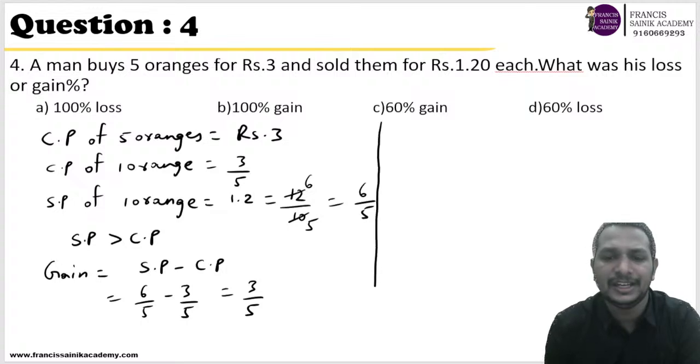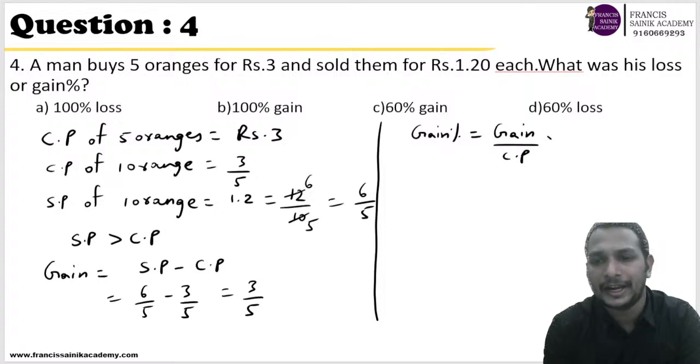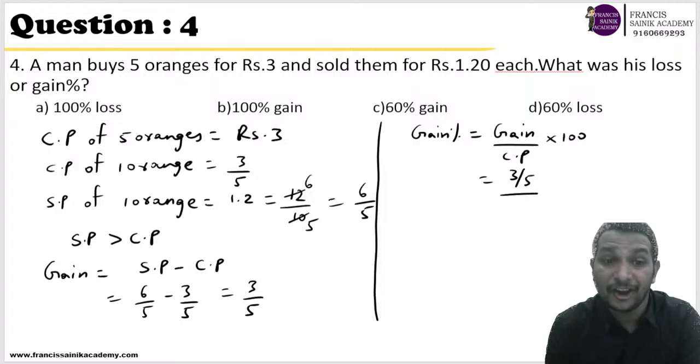What is this gain percentage? How to calculate this? As we are aware, gain percentage is gain by CP into 100. Gain is 3 by 5. CP of one orange we are calculating, okay? CP is also 3 by 5. Both get cancelled and we'll be getting 1, right?